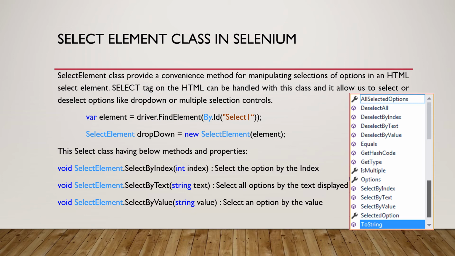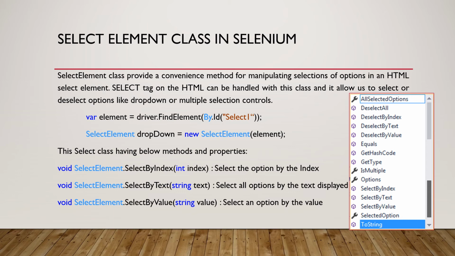How can we find this? Create a variable element equal to driver.FindElement by id, and you can pass the select id. We will create one object for the select element; I'm creating it for the drop down. So SelectElement dropDown equals new SelectElement, and you pass the element which is found by the id.